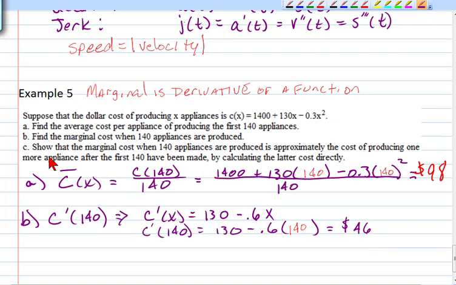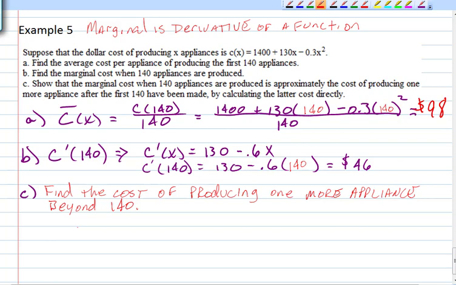Part C then says show that the marginal cost when 140 appliances are produced is approximately the cost of producing one more appliance after the first 140 have been made, by calculating the latter cost directly. Let me translate this question into English for you. Essentially, it means find the cost of producing one more appliance beyond 140. We're going to be looking at the cost of producing all 141 items minus the cost of producing 140 items. What that does is give us the cost of producing the 141st item.